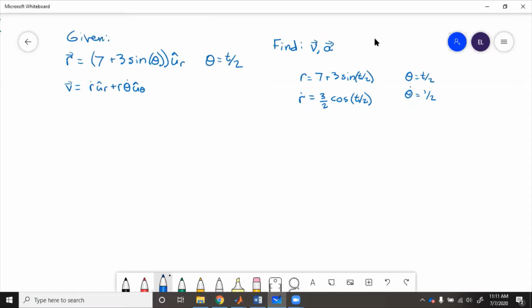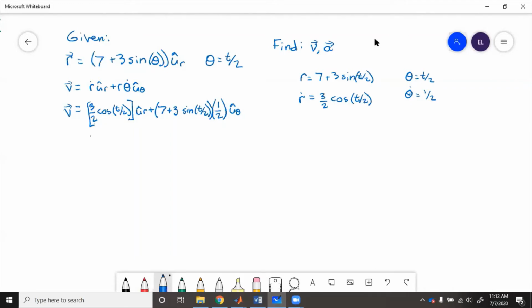So we just take each of these and plug them into this formula. So v equals 3/2 cosine t over 2 u_r plus 7 plus 3 sine t over 2 times theta dot, which is 1/2, u_theta. So this is the velocity equation.